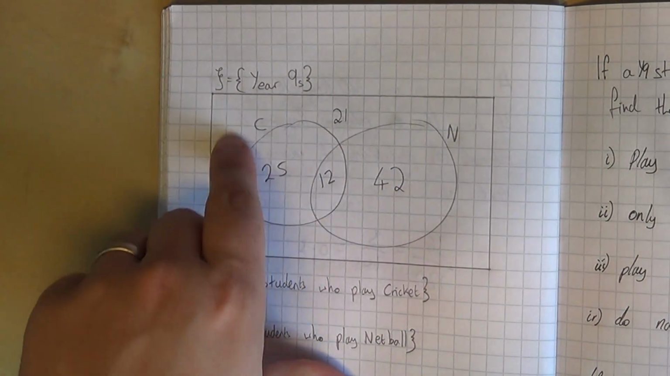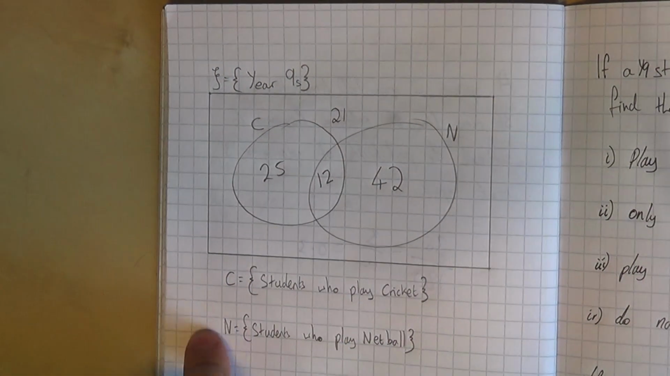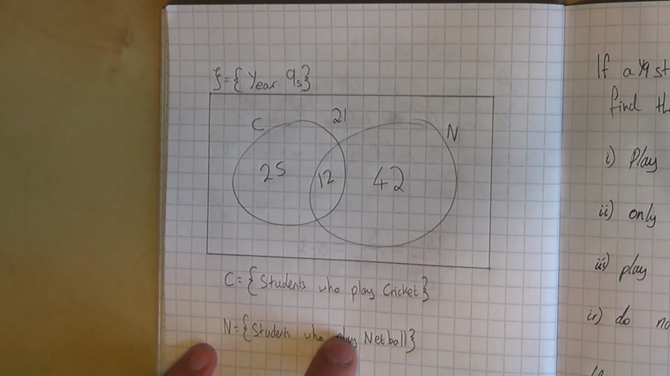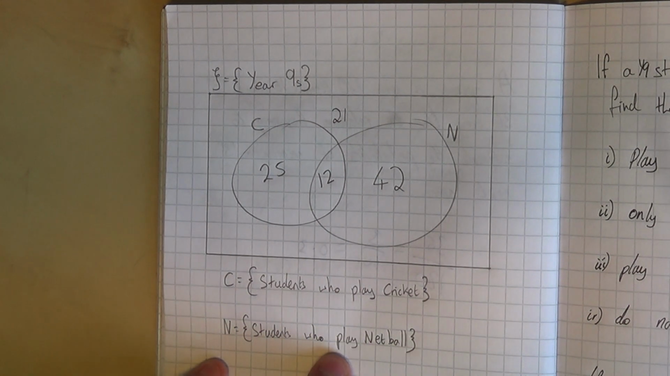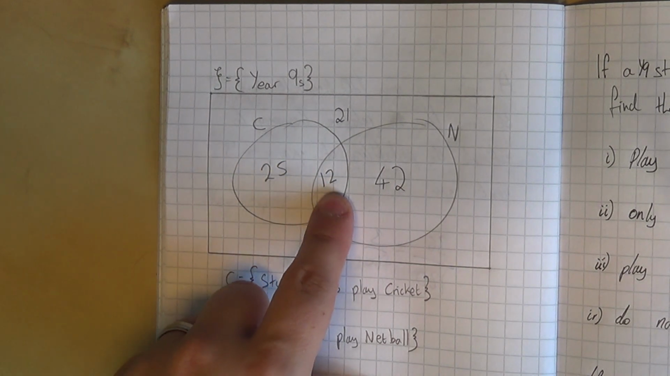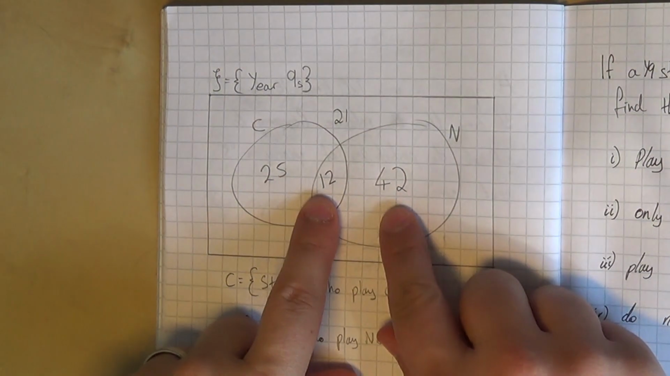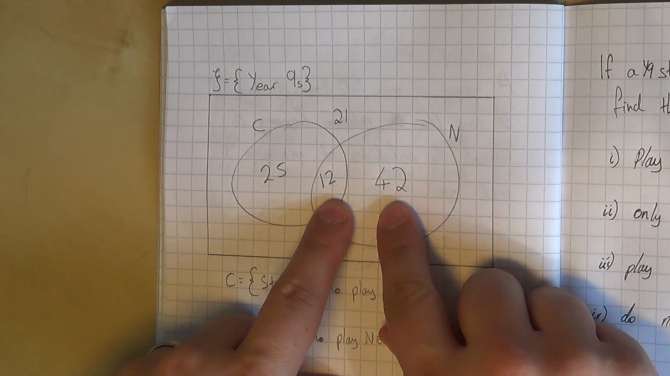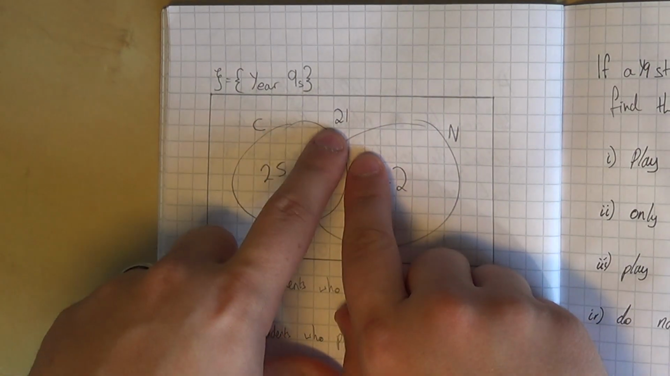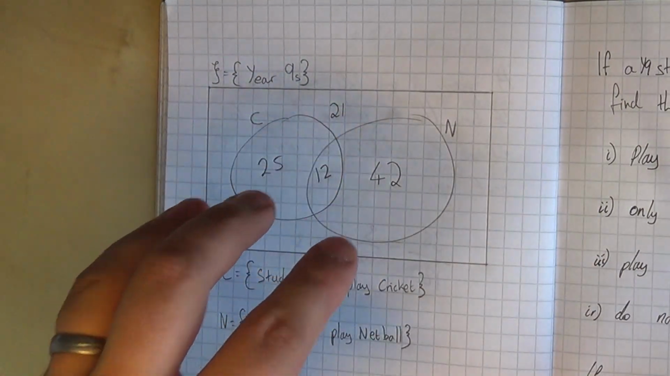So the things in this loop are type C, and things within this loop are type N, and down here they're defined. So C is people who play cricket, or students in year 9 who play cricket, and N is students who play netball. And these numbers are frequencies, so there are 12 people in this section of the Venn diagram and 21 over here. So in this loop here we've got a 12 and a 42, which is 54 people altogether in the netball loop. So 54 people playing netball and some other number playing cricket and 21 playing neither. So you can use these probabilities in quite a straightforward way once you know how to read that.